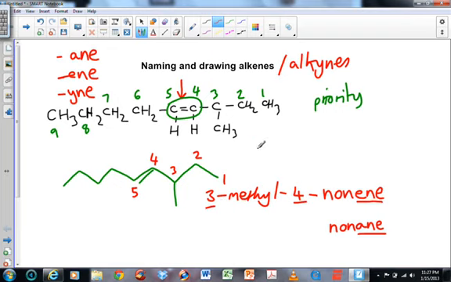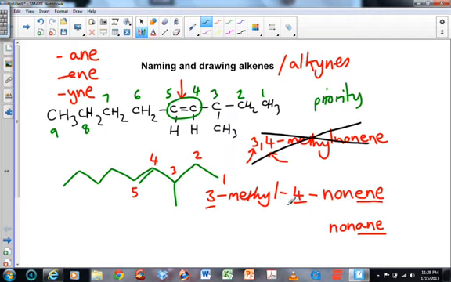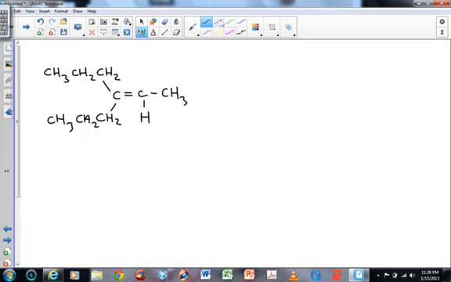Just imagine how it would be if I wrote out 3, 4, methyl, nonene, and I didn't specify what I've specified here. The question would then come up: what does the 3 refer to? Is that the methyl or the alkene? Is the 4 the methyl or the alkene? Here, you're not sure. Here, it's crystal clear. The 3 goes with the methyl, the 4 goes with the nonene. So basically, that's the way we're going to be naming alkenes, although I want to go through a couple more examples.